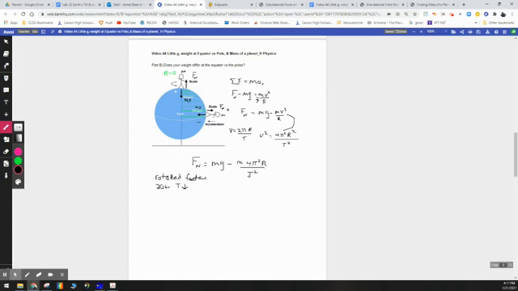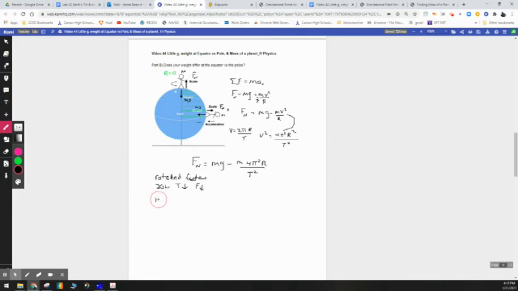So looking at this right here, if this gets smaller, that means that this term becomes bigger. So there's a greater subtractive effect here. Therefore, the force would decrease, or your weight would decrease.